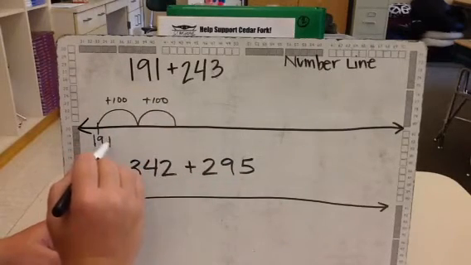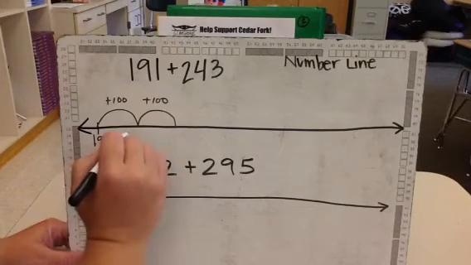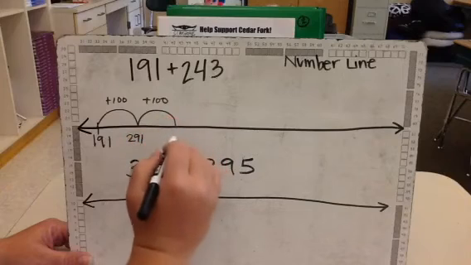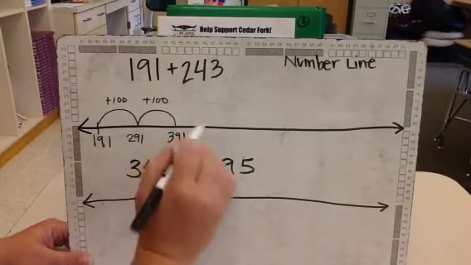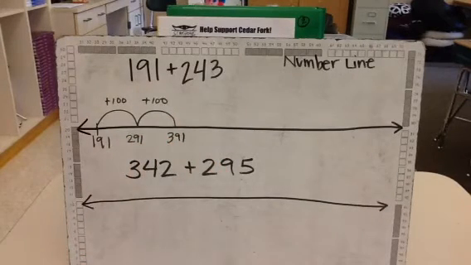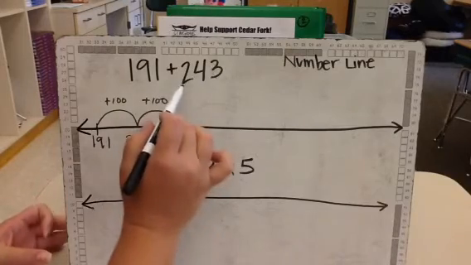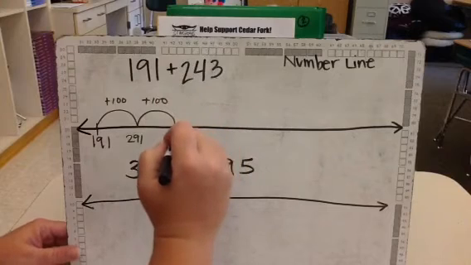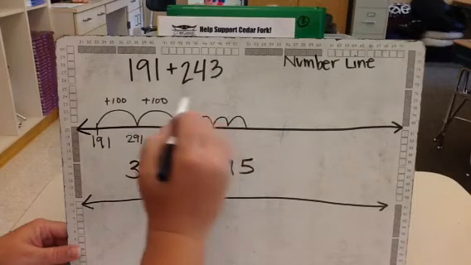So 191. Well, my hundreds place is going to change, so now I'm at 291. And then 100 more is going to be 391. So here we are, hopped our hundreds, 200s. So now I'm going to hop my tens, 4 of them, 4 tens. So 10, 20, 30, 40.